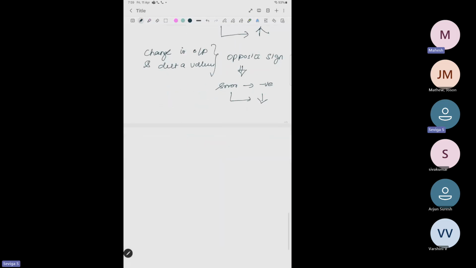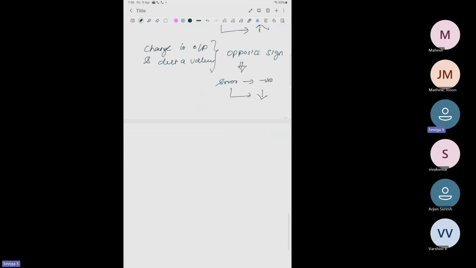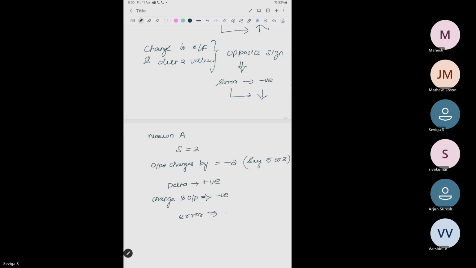This one, maybe to be more intuitive, we can explain it with some numbers. For instance, let us assume you have a neuron A. If delta is equal to 2 and the output changes by -2. Let us say that initially the output was 5, now it has come to 3. So the change in output is -2. So here the delta value is positive. Change in output is negative. So if they are in opposite sign, the error will be negative.